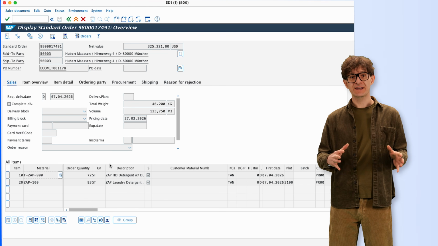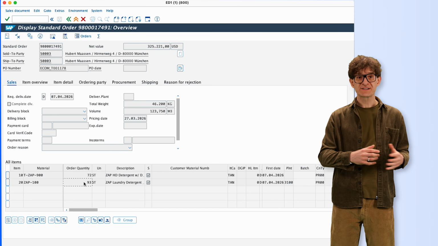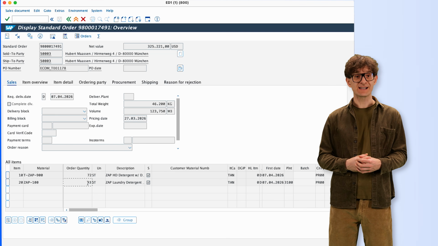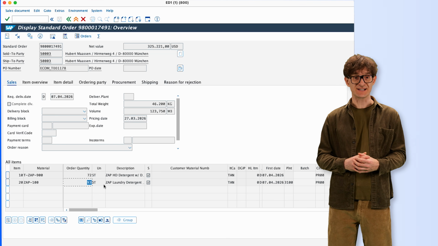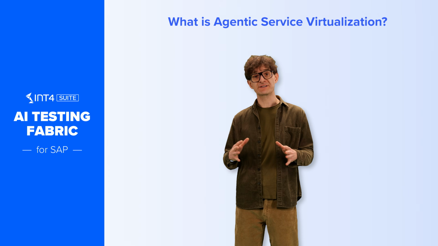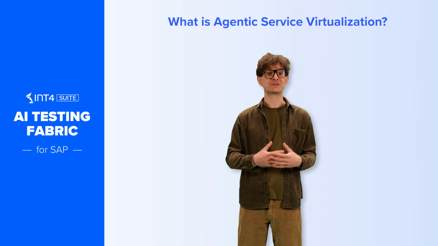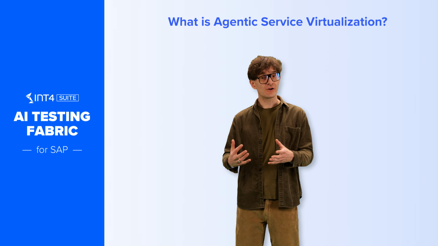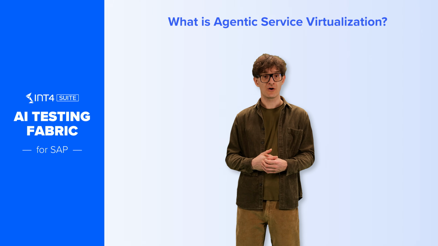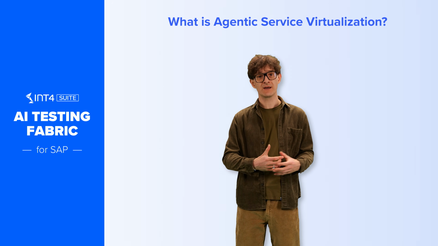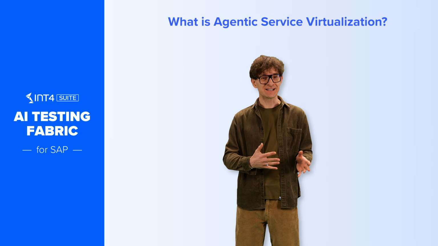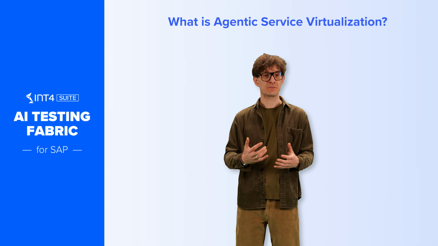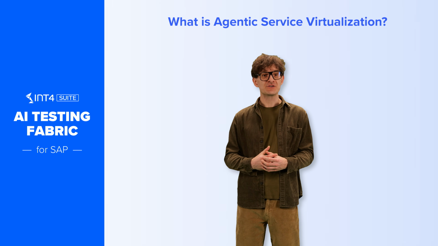So the big idea here is simple. Once INT4 Suite robotic crawlers have prepared realistic test cases, agentic service virtualization allows you to search them, adapt them, rerun them, and also validate the differences, all in natural language, and all without waiting for the real external system to participate. That gives you much faster iteration, but still production-like realism.